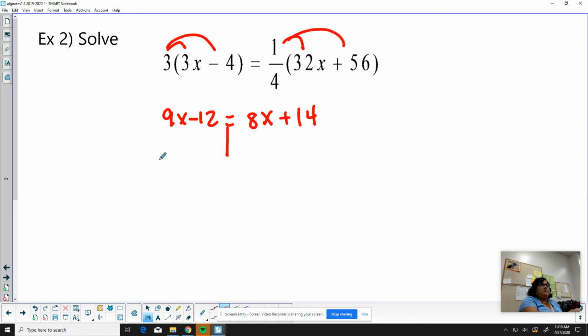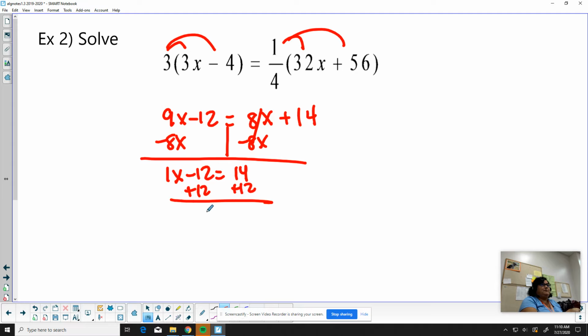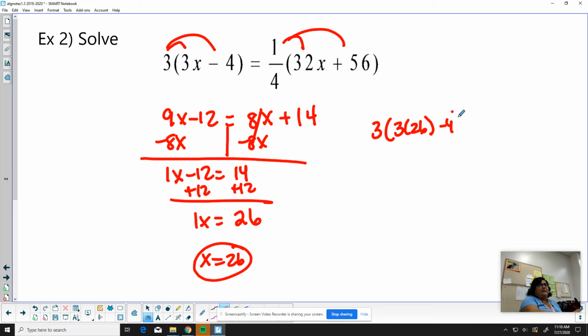So now I'm going to take the smaller x term, which is 8x, and I'm going to subtract it on both sides. Now I like to do the smaller one just because it keeps it positive. But that's an option. You don't have to start with the variable, and you don't have to do the smaller one. There's 3 or 4 ways you could do this. And then I'm going to add 12 to both sides. And then 1x is the same as just x. So the answer here is x equals 26. And again, I could plug it in and use my calculator and make sure it's right. So on your assessment, you want to be checking all of them to make sure that they're right.